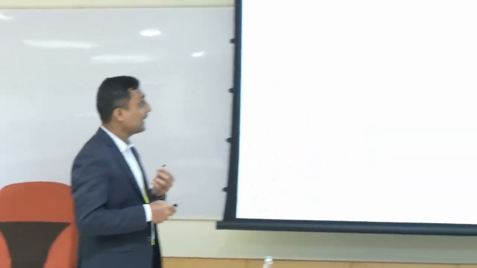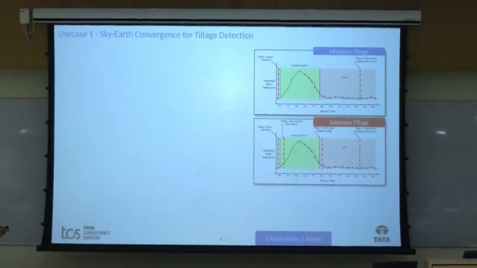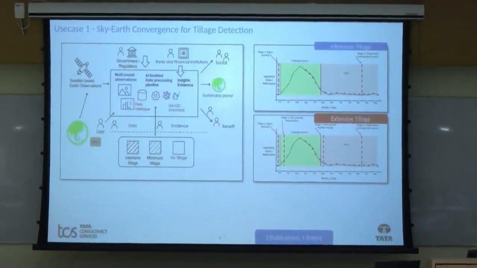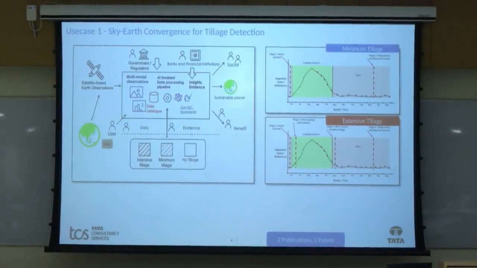The examples are like minimal tillage, where you are doing the tillage only once before the season, and then extensive tillage, where there are 4 different instances in which tillage has been done. If you are carrying out extensive tillage, you are contributing a lot more to GHG emissions. If you are carrying out minimal tillage, you are contributing less, and there is no tillage as well; many farmers are practicing that. So can we identify the amount of tillage that has happened over a farm by the farmer? Can we do that using satellite data? That was the attempt I made in this particular use case.